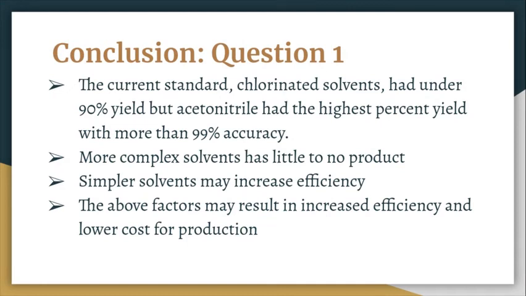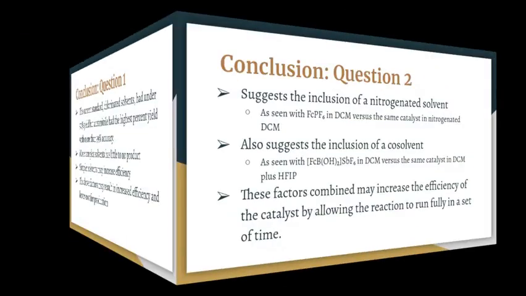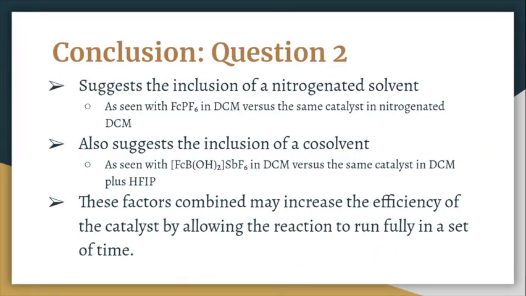Now, the data suggests that the usage of a simpler solvent, meaning a lower molar mass and simple chemical structure, will increase the efficiency by stabilizing the catalyst and not interfering with its function, meaning that more product is formed at the end. From the decomposition studies, it is suggested that the inclusion of a nitrogenated solvent along with a co-solvent may also increase the stability of those catalysts in order to allow the reaction to run to its fullest before the catalyst function is decreased.